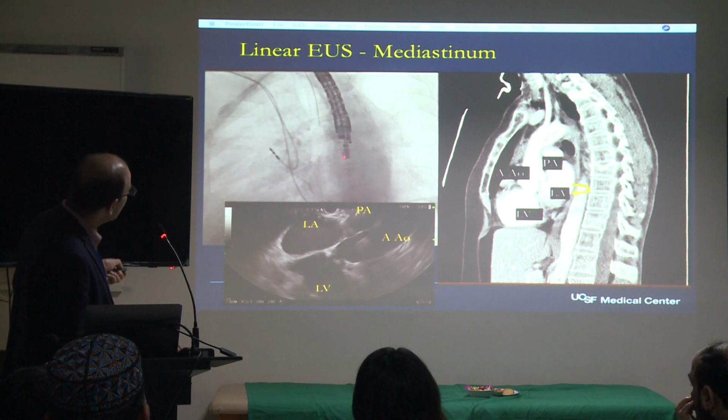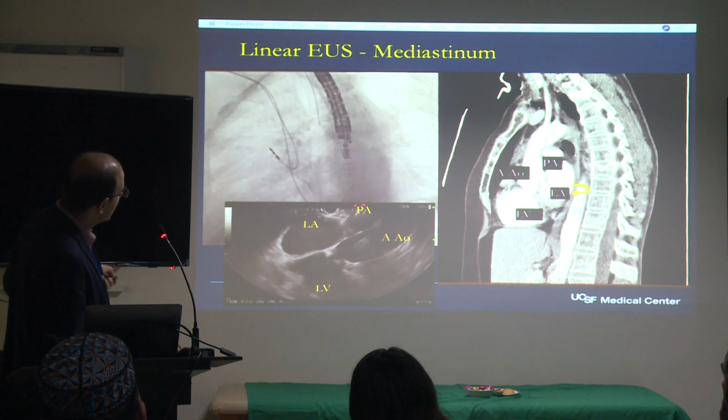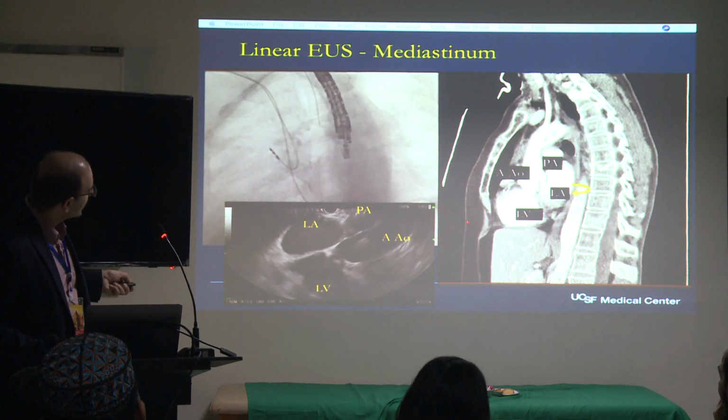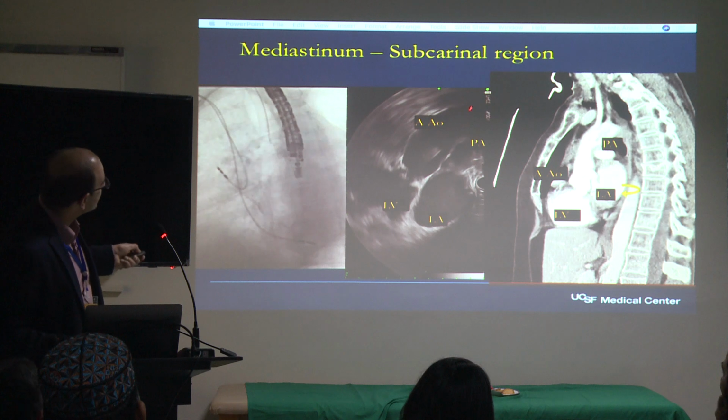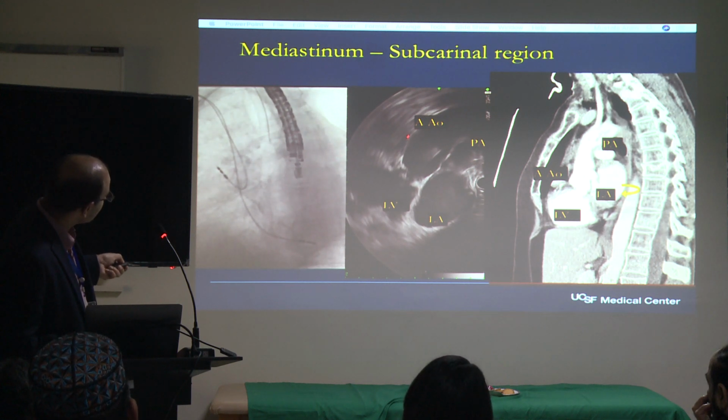So when you're going down the middle of the esophagus, this is a sagittal view, you have the pulmonary artery, left atrium, and the left ventricle further anteriorly, and you get this view. So this all can be somewhat challenging to appreciate together, but if you switch your EUS image like this, so you're looking down.